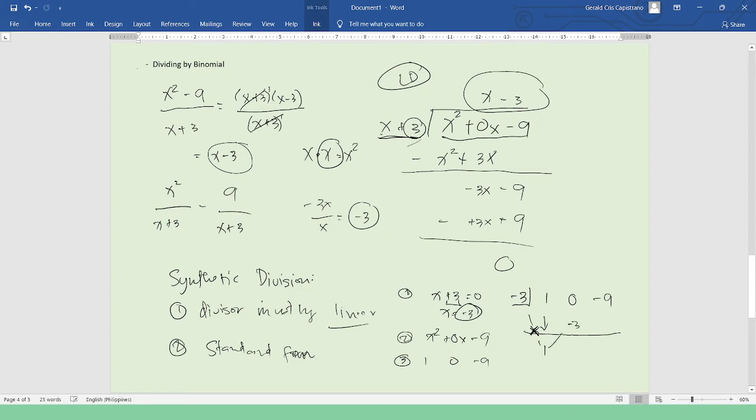Susulat mo yun dito. Okay? Tapos, i-add mo sila. Okay? 0 plus -3, it's just -3. So, -3. Ganun ulit. Multiply. Okay? Multiply ulit. So, magkakaroon ka ng 9. I-add mo ulit. So, that will be 0. So, kakaroon tayo ng numbers na 1, -3, 0.